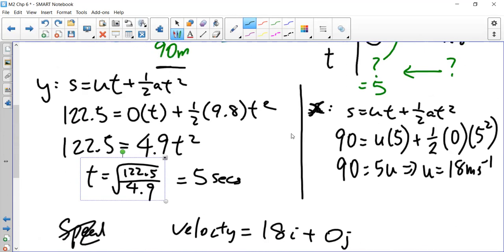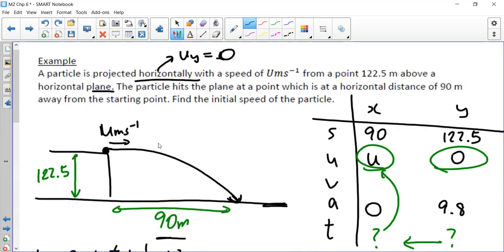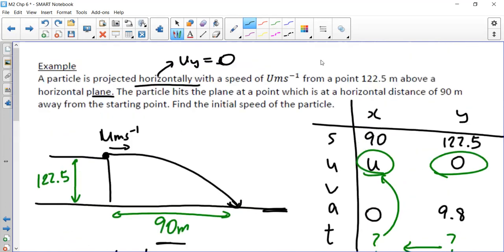Okay, that's the end of 6.1. So what you've learned today, to sum up: first thing you do, ax is 0, ay is 9.8. Next, based on what you're given from the question, you put it inside. For this particular chapter 6.1, uy is 0 at all times. All right, so have a go at the practice, and I'll see you next time.